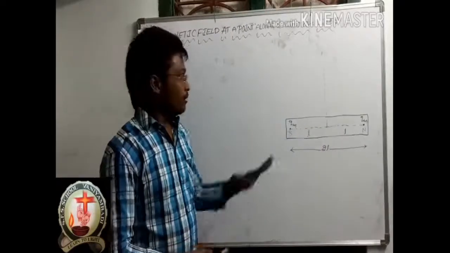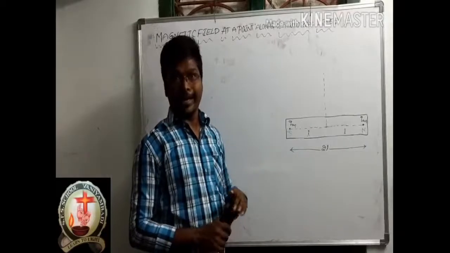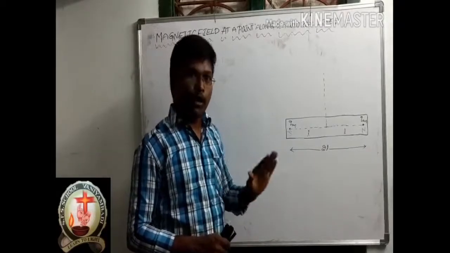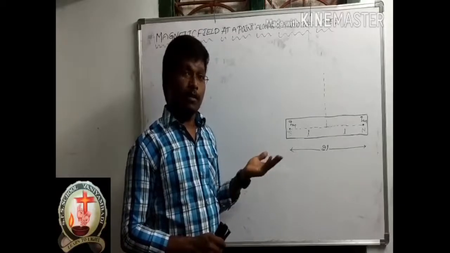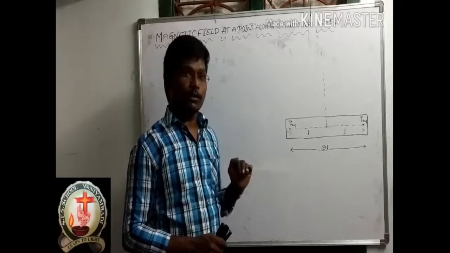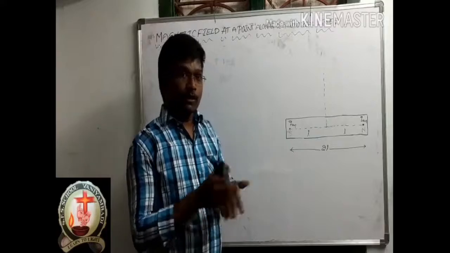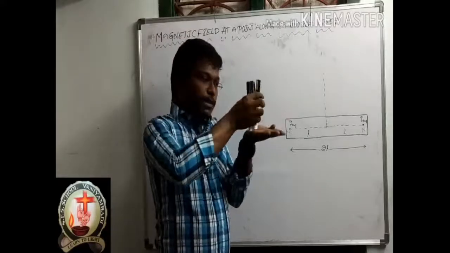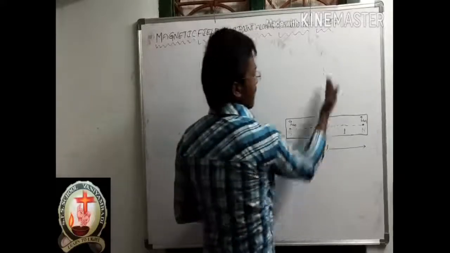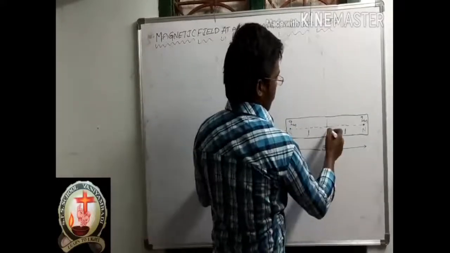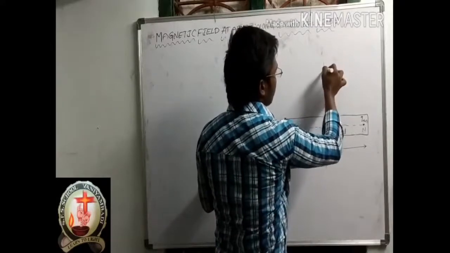Now let us consider an equatorial line. Equatorial line means a line passing normal to the horizontal surface. Suppose this is the surface, and a line is passing normally, like this. This is the equatorial line.